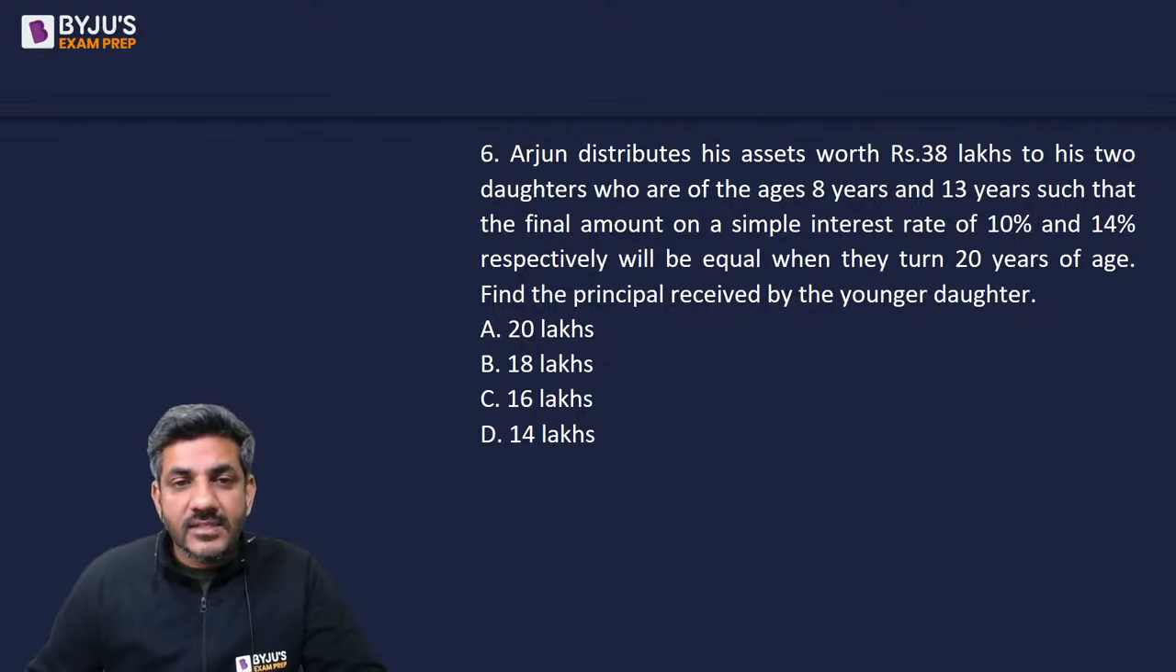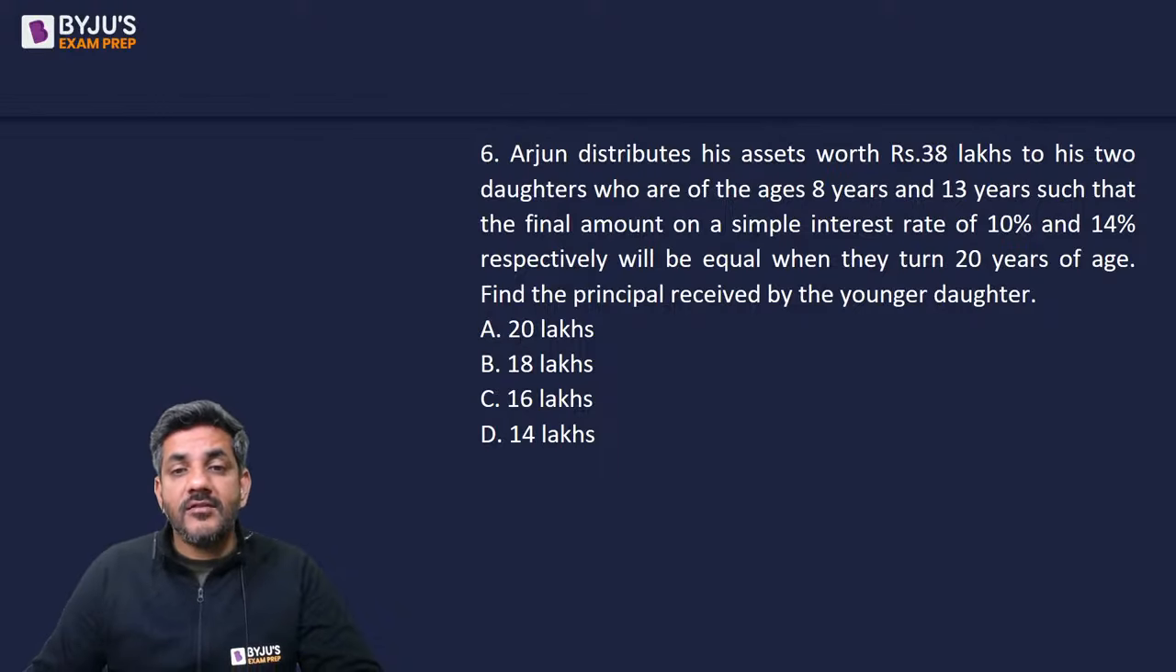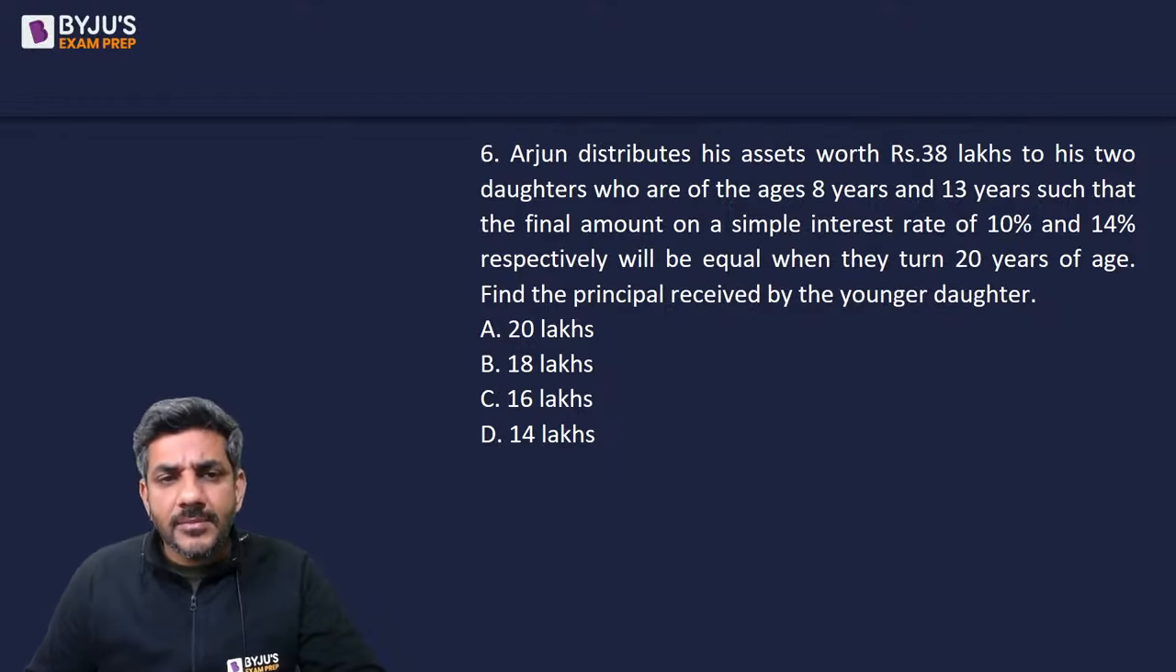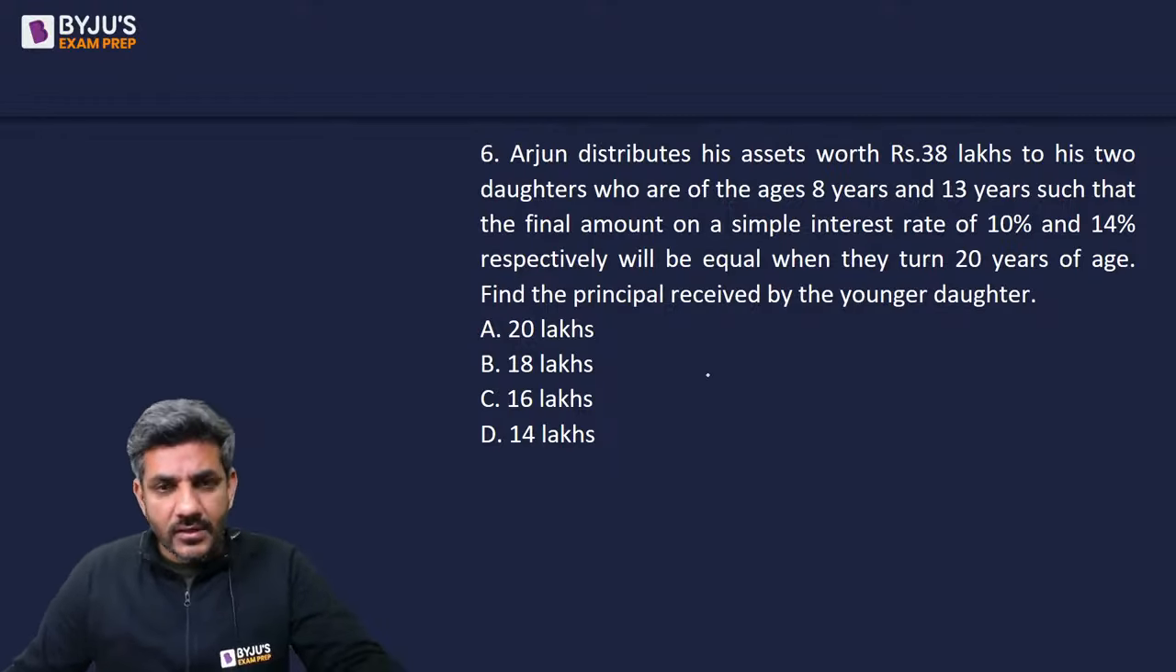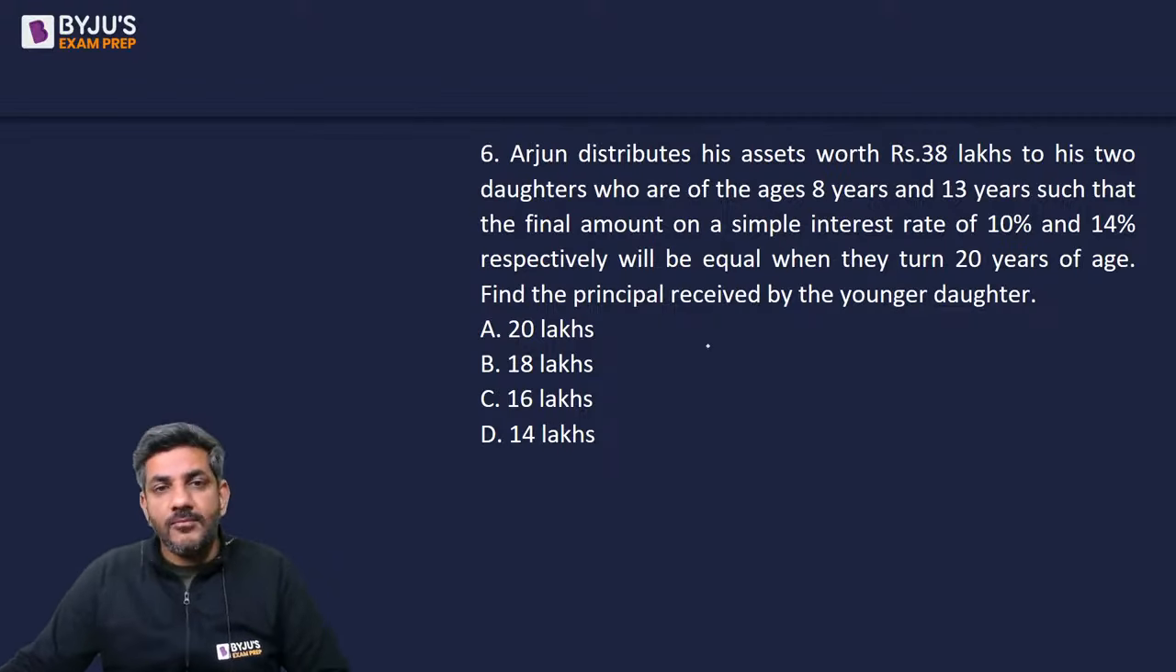Arjun distributes his assets worth 38 lakhs to his two daughters who are of the age 8 years and 13 years, such that the final amount on a simple interest rate of 10 and 14% respectively will be equal when they turn 20 years of age. Find the principal received by the younger daughter. कितना इंटरेस्ट मिला उनको उसके बारे में वो पूछ रहे हैं.